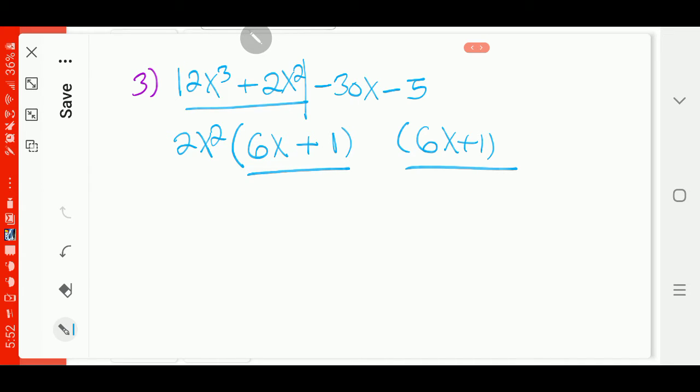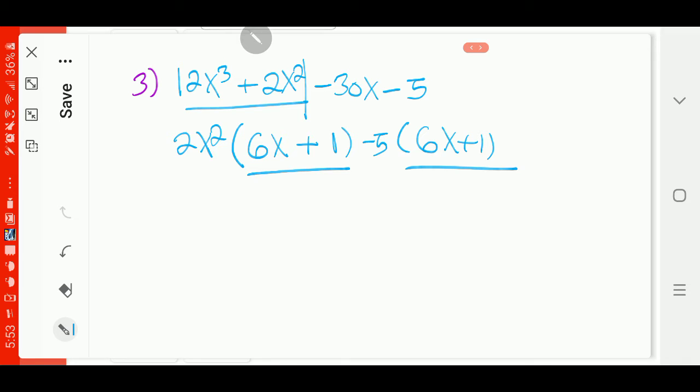Okay, so what times 6 will get you negative 30? Negative 5, right? Well, negative 30x. So 6x times negative 5: 6 times negative 5 is negative 30, and you carry the x. Perfect. So now, what do you have to multiply 1 by to get negative 5? Well, you have to multiply by negative 5, of course. So that tells us that negative 5 is our term on the outside.